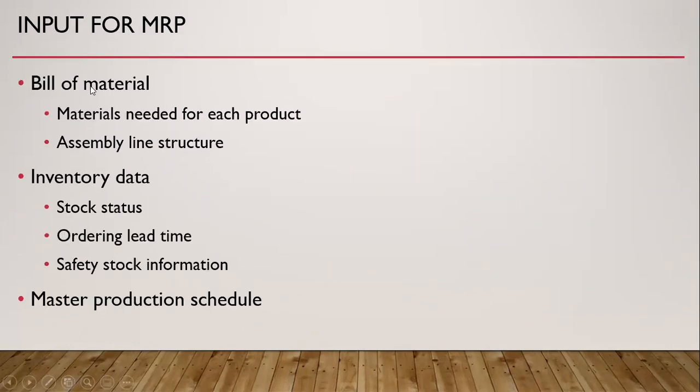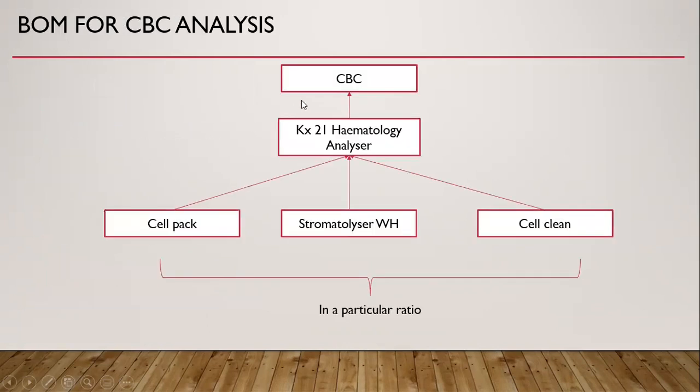So let us see what is the bill of material. Bill of material is the materials needed for production of a particular product. For example, in a service industry, in a clinical laboratory, one of our services is complete blood count, and for complete blood count, we need a particular hematology analyzer. I have taken this example of KX21, and this needs three reagents to work. One is CellPack, the other is Stromatolyzer WH, and the other is CellClean. And these are required in a particular ratio. So this is a bill of material for CBC analysis.